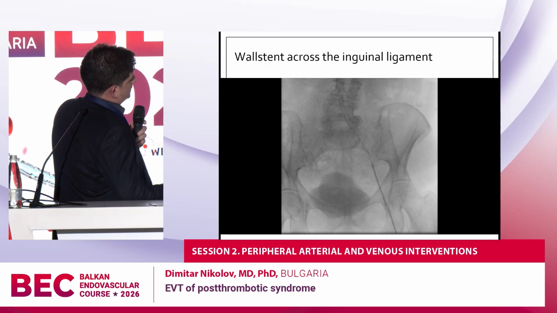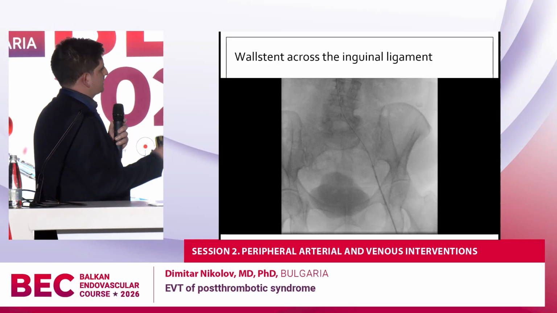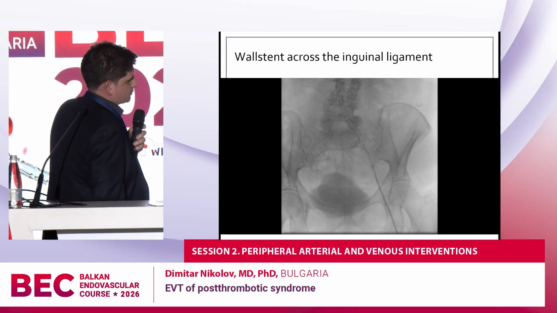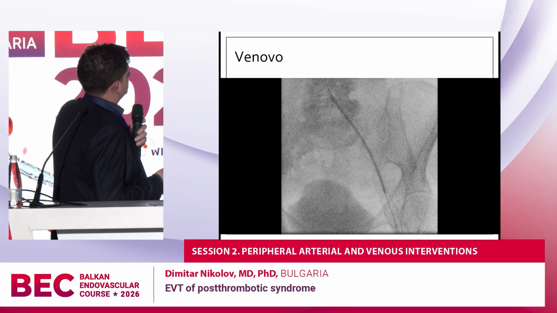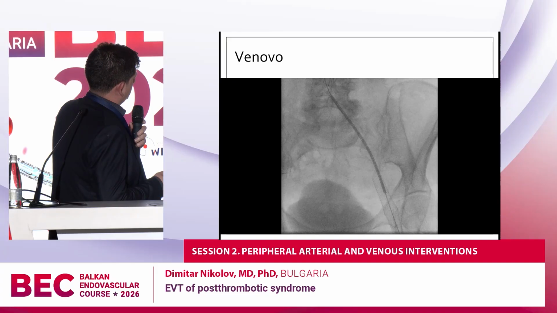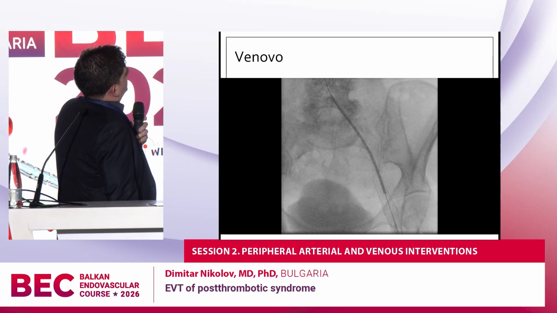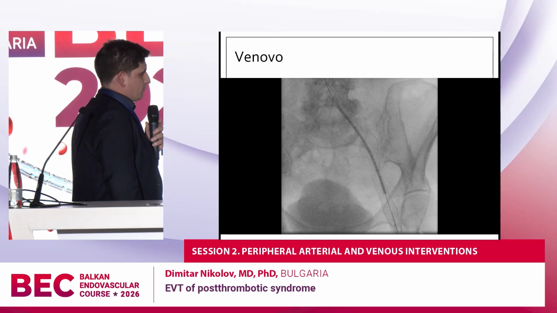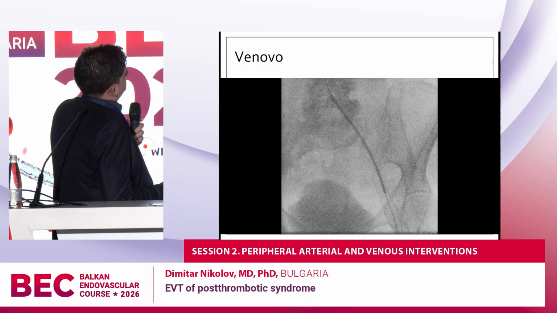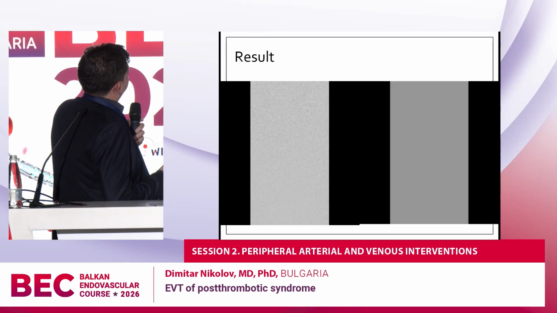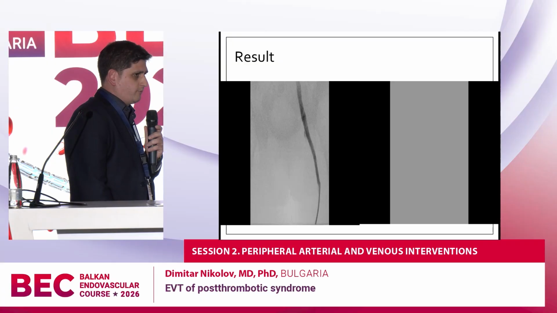Firstly, because the wall stent has really nice radial force at the middle, it should be placed carefully. After that, we continued with a Venovo stent from the IVC without touching the contralateral wall of the vena cava. So this is the result. No more collaterals and good flow.